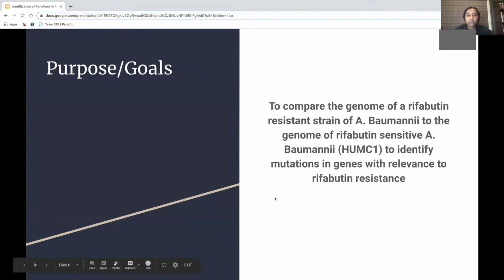So based on the previous study from USC and the availability of the genomic DNA sequences, the purpose of this project is to compare the genome of a rifabutin-resistant strain of A. baumannii to the genome of a rifabutin-sensitive A. baumannii, or HEMC1, to identify mutations in genes with relevance to rifabutin resistance.